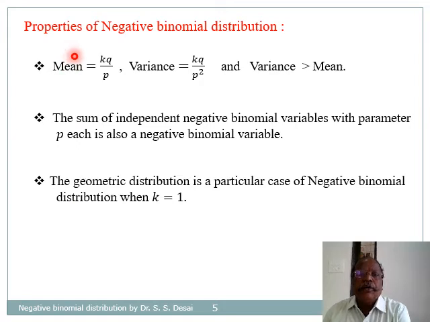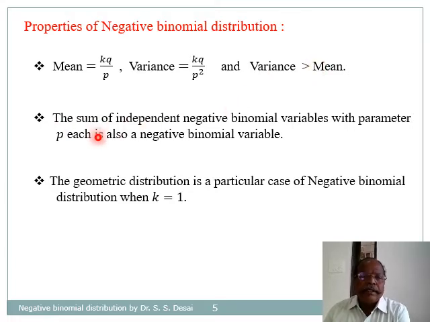So these are important properties of negative binomial distribution. Mean is equal to k into q divided by p, and variance is equal to k into q divided by p square. As p square is greater than p, this kq divided by p square is also greater than kq divided by p. That means here variance is greater than mean.